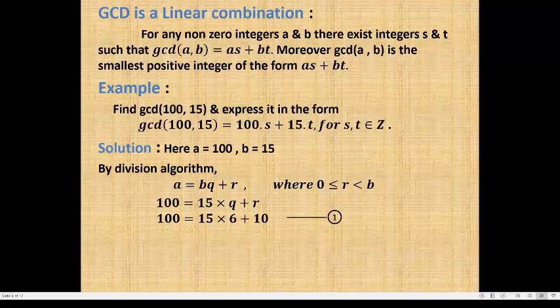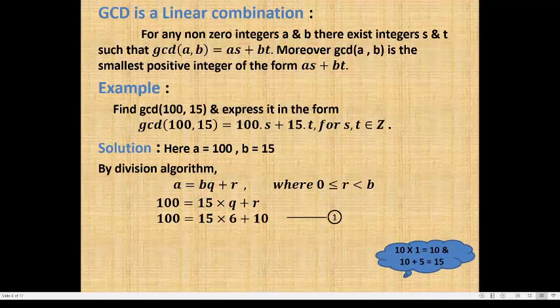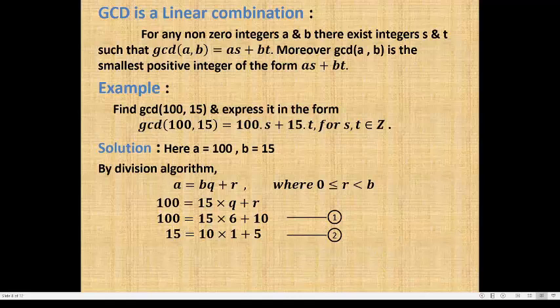Now we apply the division algorithm to divisor 15 and remainder 10. So 10 into 1 is equal to 10, and 10 plus 5 is equal to 15. So we get 15 is equal to 10 into 1 plus 5. Call it equation 2. Now again we apply the division algorithm to 10 and 5. So again 10 is equal to 5 into 2 plus 0. So here we get the remainder 0. So that's why GCD is equal to 5.